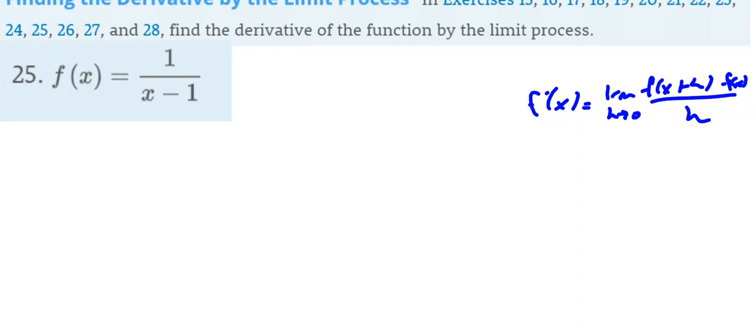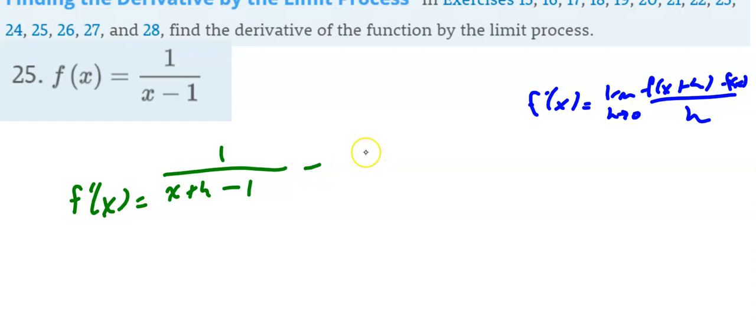Okay, 25. So we're going to use this process. So f prime of x here is going to be equal to f of x plus h, which is going to be 1 over, and I plug in x plus h where I see an x, so x plus h minus 1, and then it's minus f of x, which is 1 over x minus 1, and then it's all divided by h.